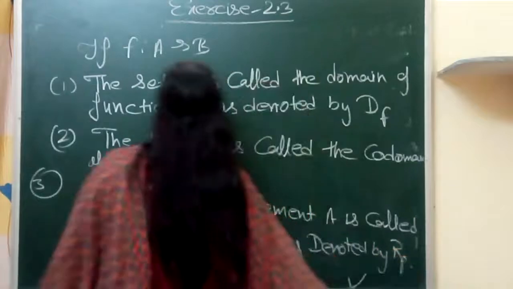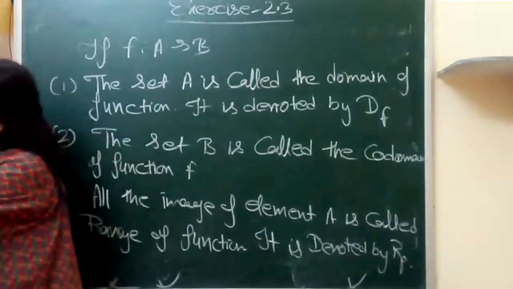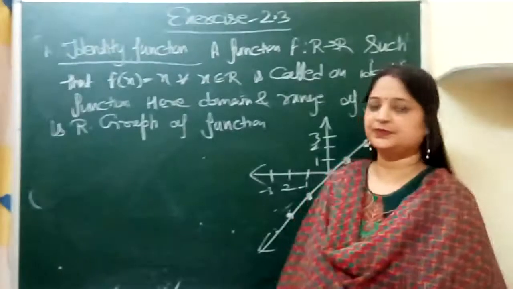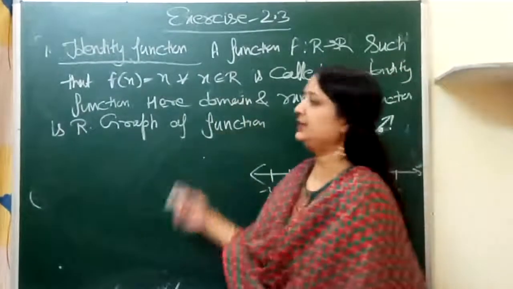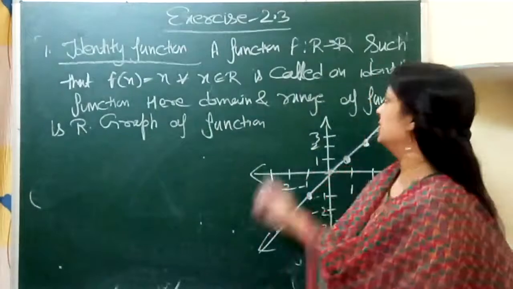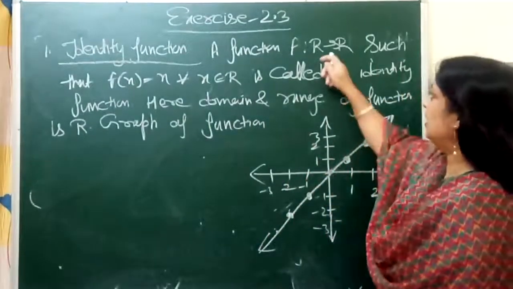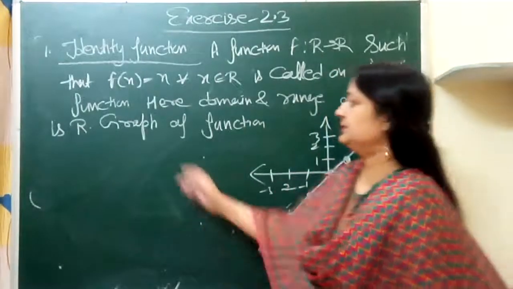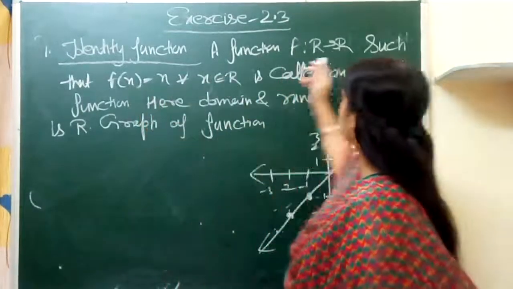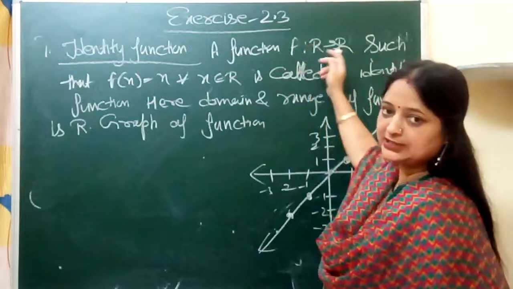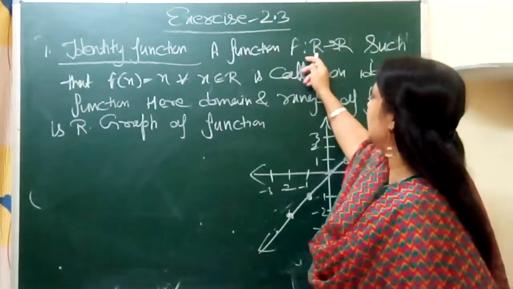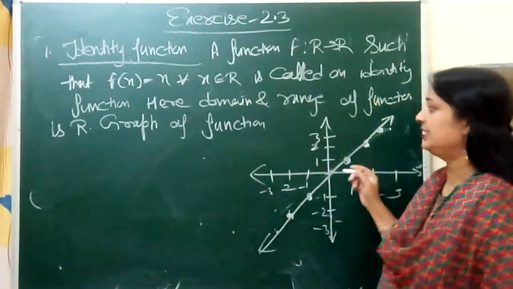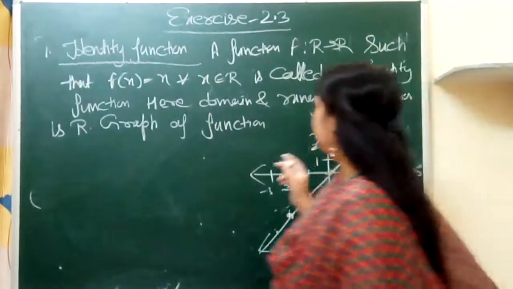Now you will learn about the identity function. What is an identity function? A function f from R to R such that f of x equals x, where x belongs to R, is called an identity function. Set A is R and set B is R. Here the domain and range of the function is R.